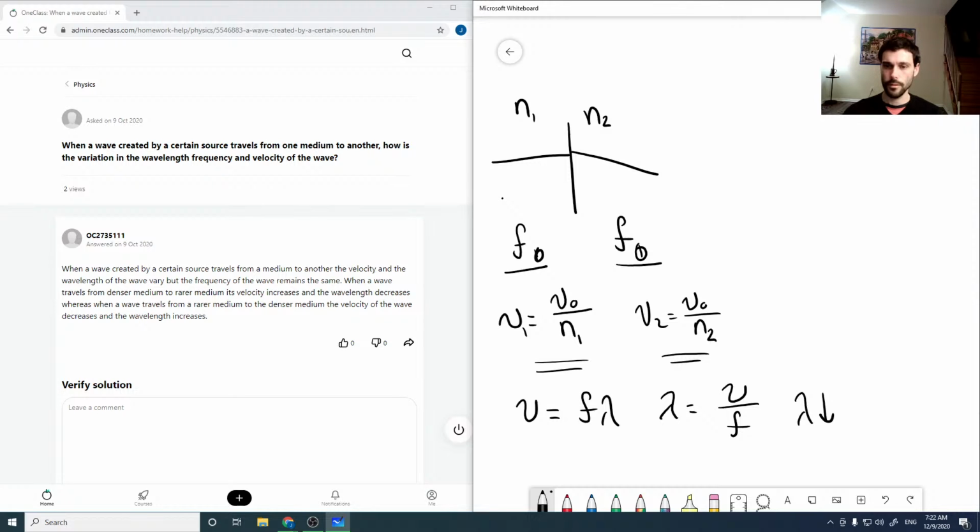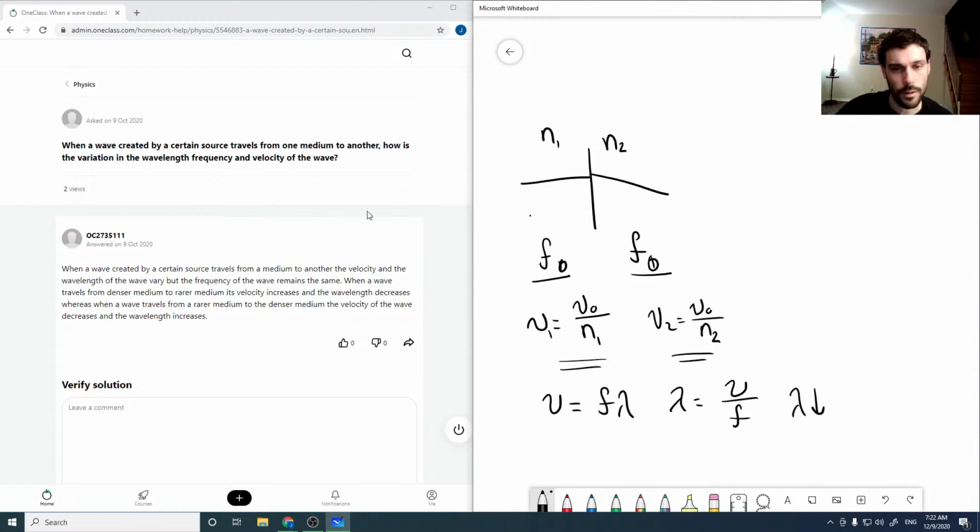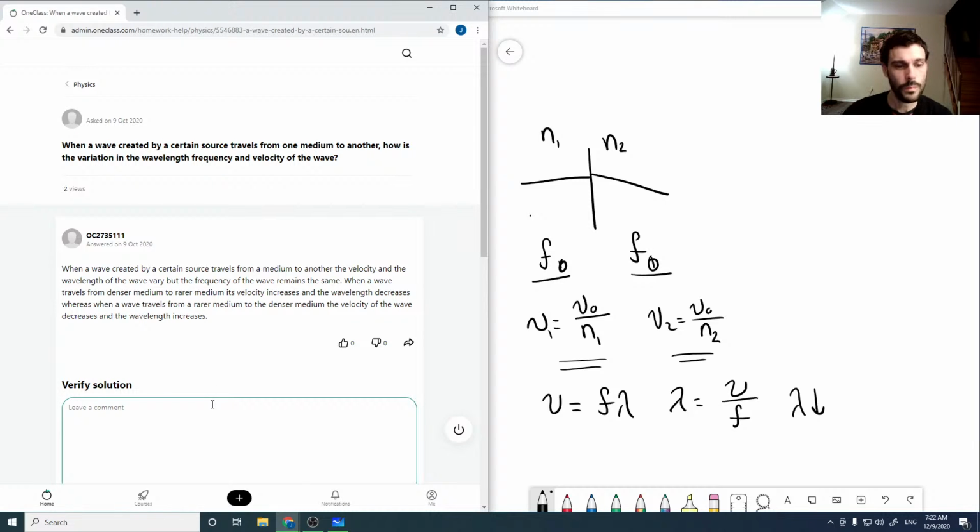Okay. So yeah, if v2 is greater than v1, then lambda is actually going to, yeah, okay. Its velocity increases and the wavelength decreases. From a rarer to a denser, the velocity of the wave decreases and the wavelength increases. Okay, so that looks good. So the takeaway here is frequency. That's the one that I remember, is frequency just doesn't change. And because of the relation between speed, frequency, and wavelength, the other two have to change. So that looks good.